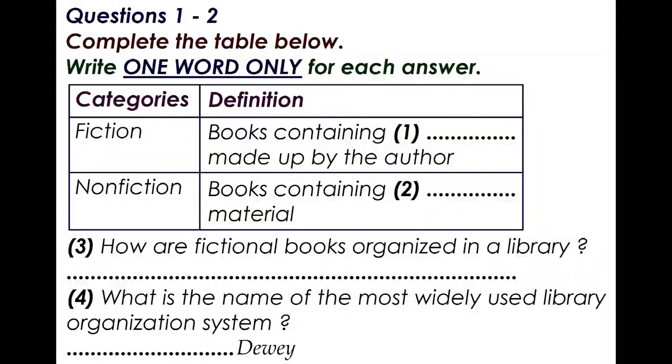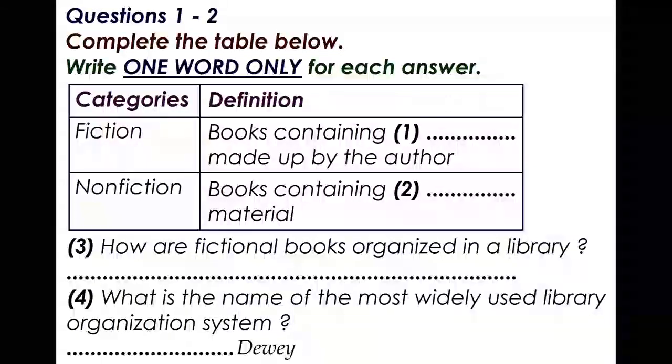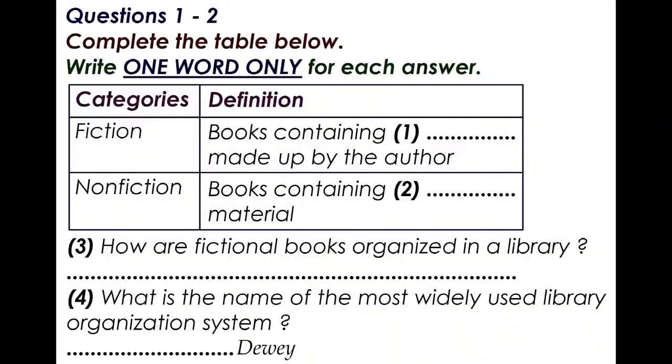All the fictional books in a library are grouped in one section. They are arranged alphabetically by the last name of the author. Many libraries also label the spines of all books of fiction with the letters FIC or F. All libraries have a system for organising and classifying non-fiction books. The most widely used system is the Dewey Decimal System. It was designed by an American librarian named Melvin Dewey. It is called a decimal system because it divides all non-fiction books into 10 major categories. These are further divided into subdivisions.